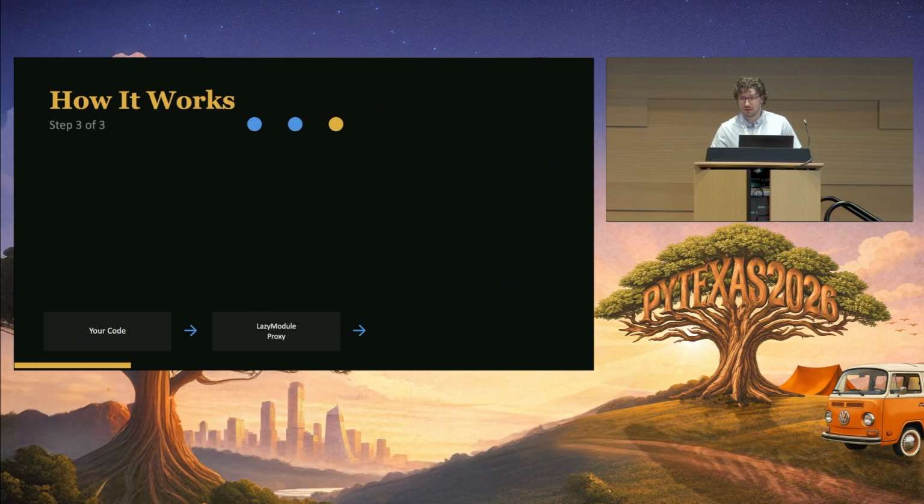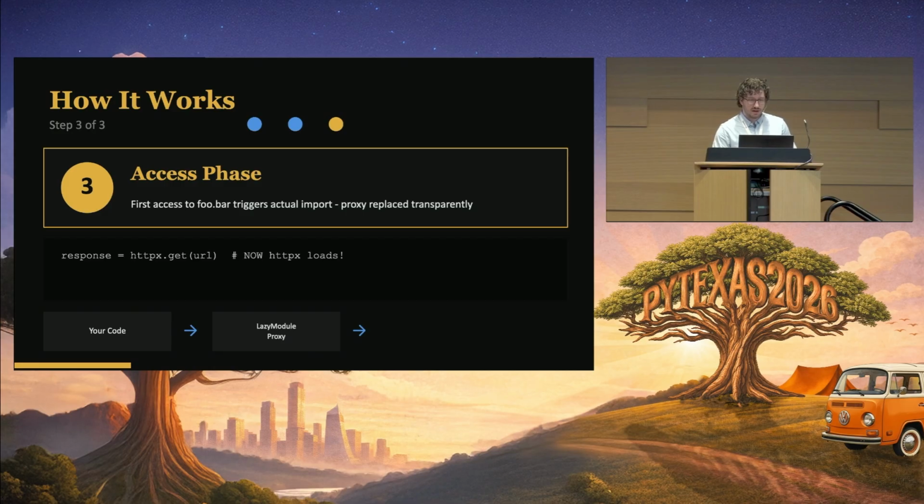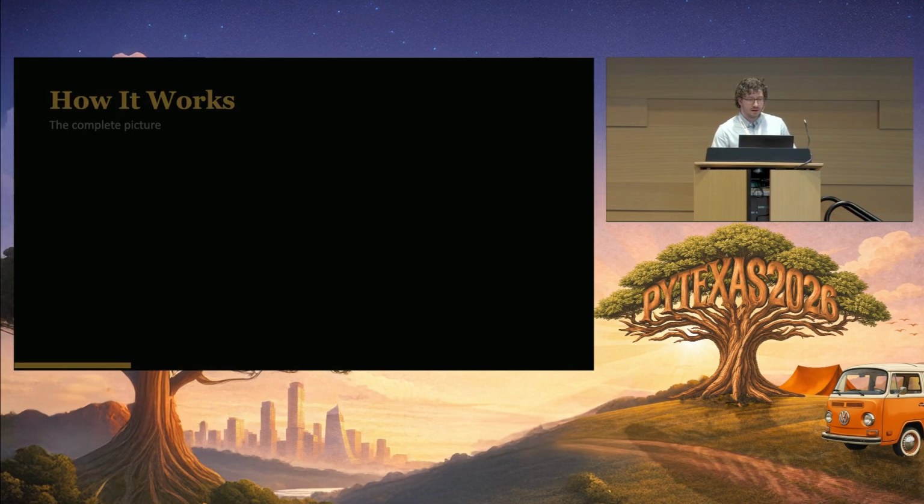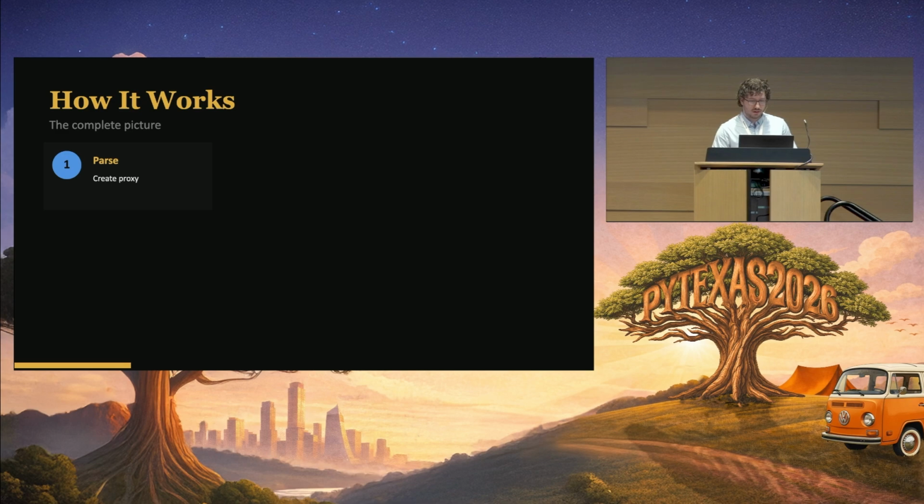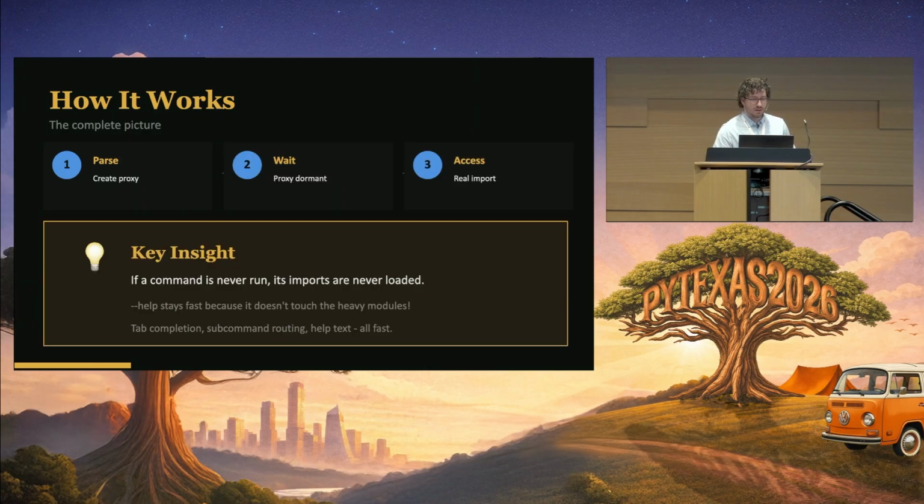It's a super simple talk, and if I could end it right here, like just use it, it's great. So we parse the code, create the proxy, and then we wait, and then we access it. Command is never run. I'm just repeating myself a little bit, but a lot of CLI invocations are lightweight, and you want them to be fast, like the help text and subcommand discovery, completions, and all that.